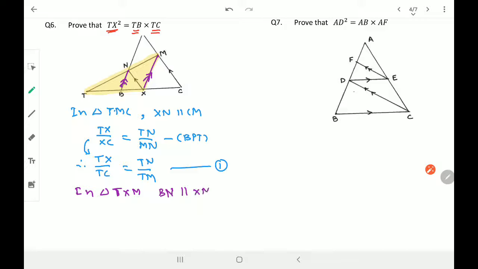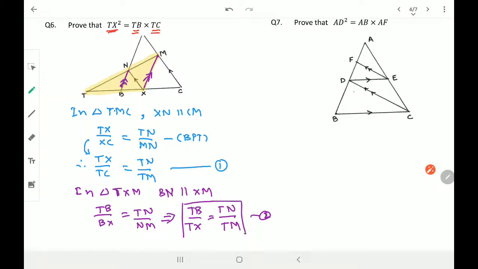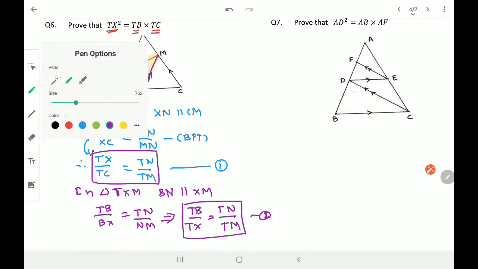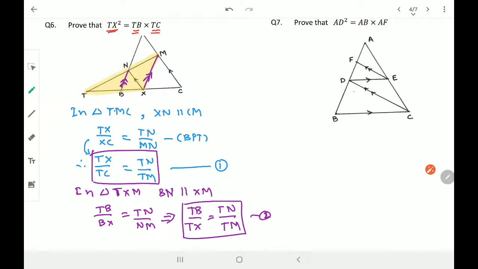parallel to XM. So if BN is parallel to XM, we get TB upon BX is equal to TN upon NM, which implies TB upon TX is equal to TN upon TM. Okay, so visualizing that equation and the diagram is very important. So I got two equations which have at least one side equal. Yes, we have TN upon TM equal. So what do I get here? After equating these two equations, I get TX upon TC is equal to TB upon TX.